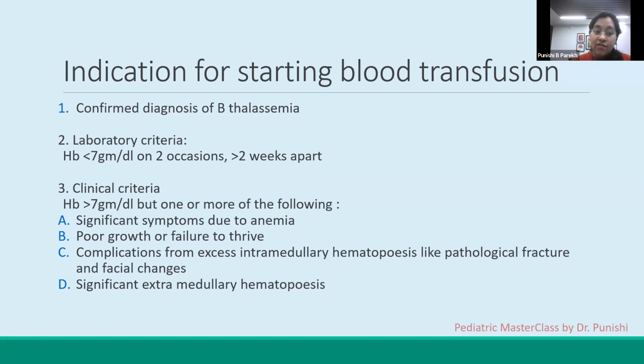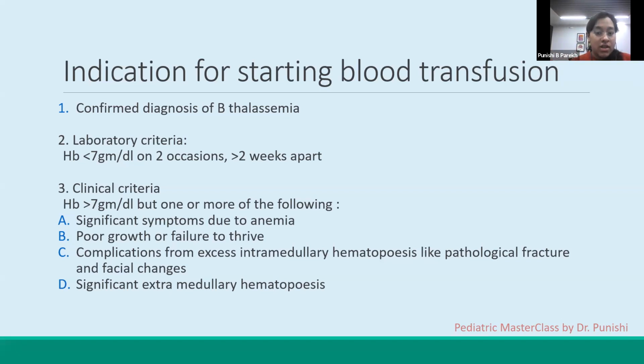On the other hand, if the hemoglobin is more than 7 grams per deciliter, but the child has one or more of these conditions, that there's significant symptoms because of anemia, there's growth retardation, there are complications of extramedullary hematopoiesis, like you have fractures and facial changes, or you have, sorry, this was supposed to be intramedullary. Oh, I said it wrong.